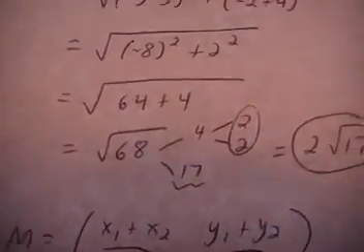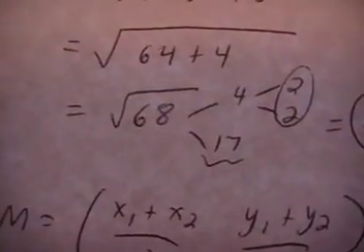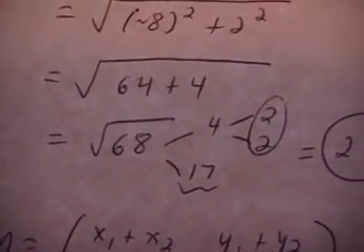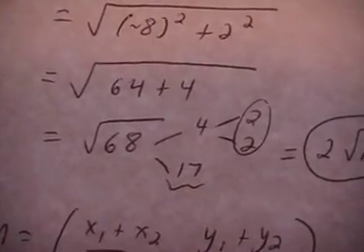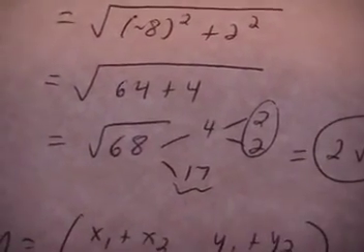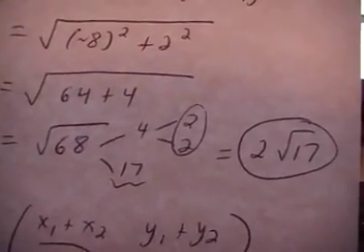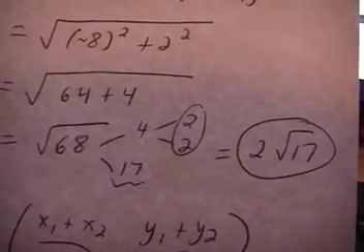And then we can factor this down and see if there's any pairs in it. We always want to simplify radicals if we can. 68 is 4 times 17, and 4 is 2 times 2. There are a pair of 2's in it. So the best way to write the answer is 2 square root of 17.